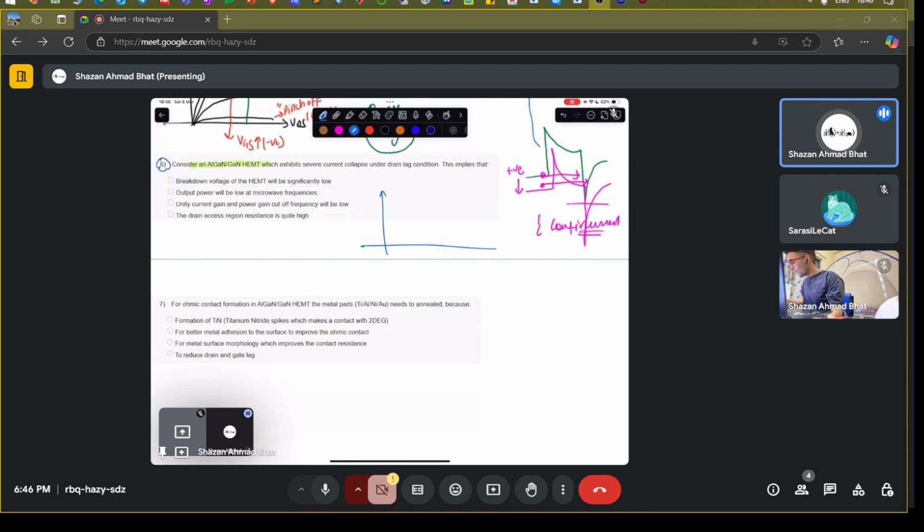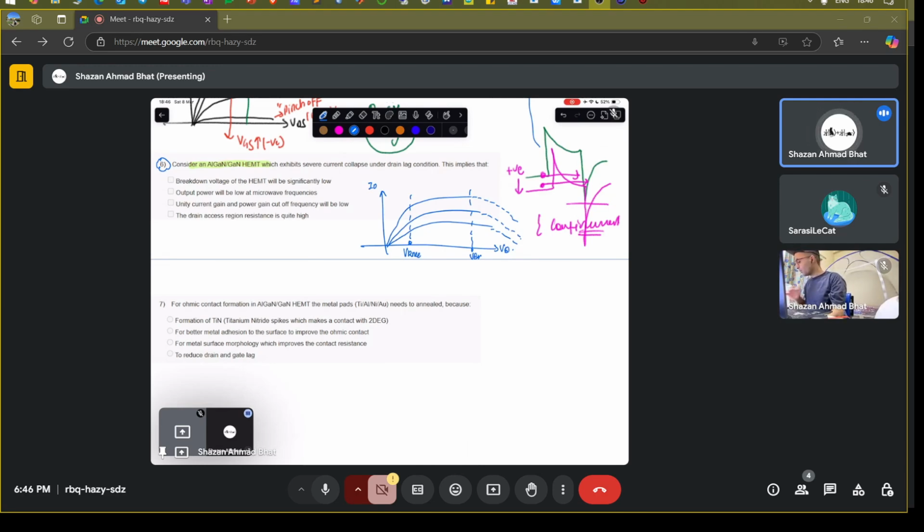So the current collapse is: if you have a drain current and a drain voltage, and the curves look something like this, which I have been showing you previously. This particular point is called the knee voltage. Up to this is the breakdown voltage. You see that those currents basically start to droop when you go beyond a certain drain voltage. And there are several reasons for it.